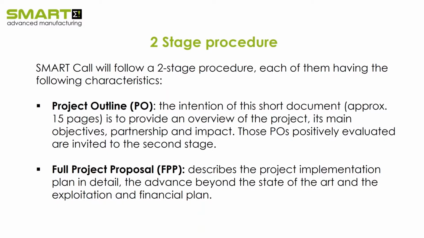As you know, we follow this 2 stage procedure in which the project outline is presented in the first stage, with 15 pages, a short document explaining the main goal, main impact, partnership, and so on. And then the full project proposal, in which the implementation and the impact and details of the project have to be more elaborated and described in more detail. This is the stage we are in now.